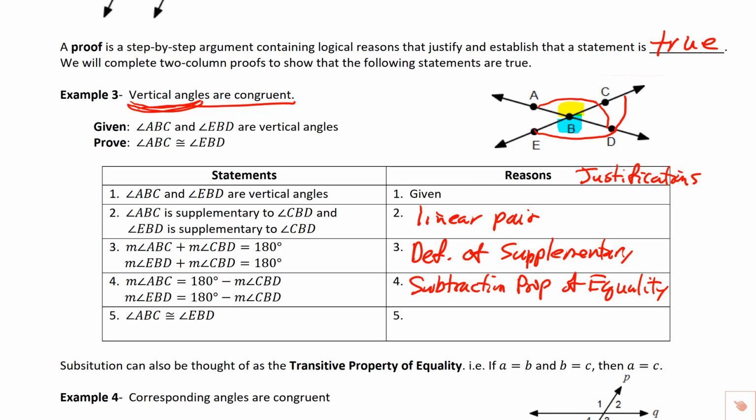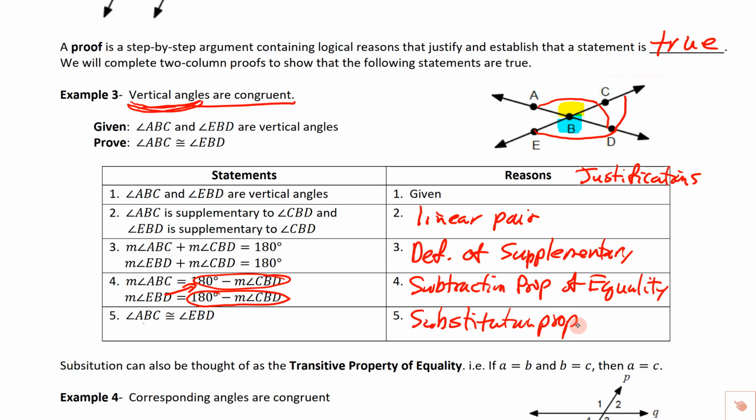Now, this next one, there are a couple different ways that you could talk about this. Here's the way I would say this. So, angle ABC is equal to 180 minus angle CBD. Angle EBD is equal to 180 minus CBD. So you'll notice that these two things are the same. So wherever I see a 180 minus angle CBD, I can put that in its place. So I'm just going to substitute this in right there, and I get angle ABC over here equals angle EBD right there. So I would say this is the substitution property. Substitution property. Okay, and you can just say substitution if you want to.